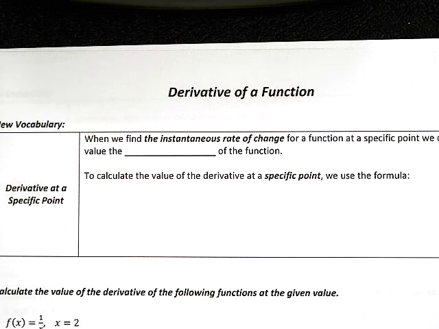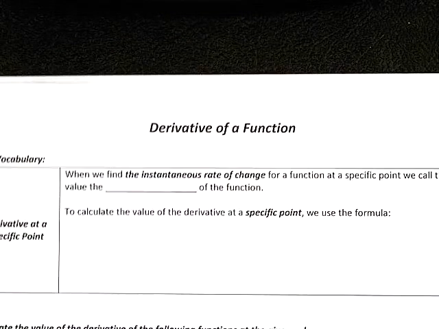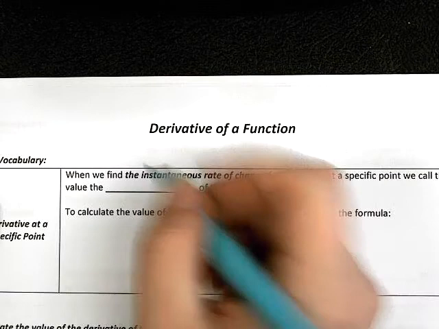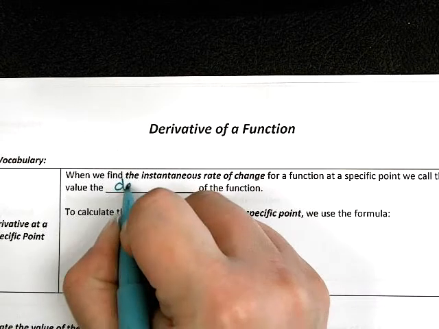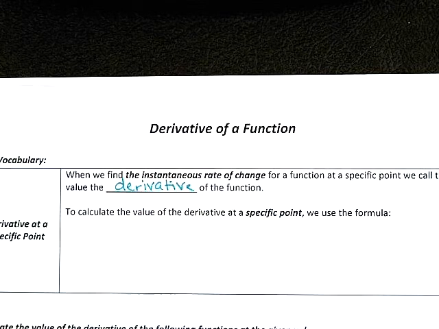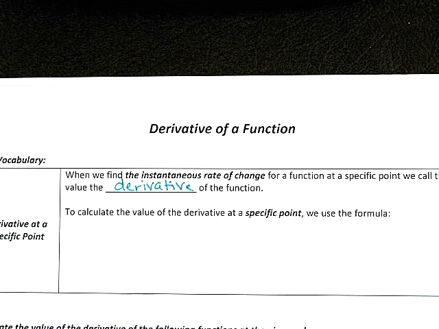This is a key thing in calculus. All right, I know I keep telling you guys, oh, we got to have all these algebra skills, algebra skills, algebra skills. This is where we're going to actually do some calculus now. All right. So when we find the instantaneous rate of change for a function at a specific point, we call this value the derivative of the function.